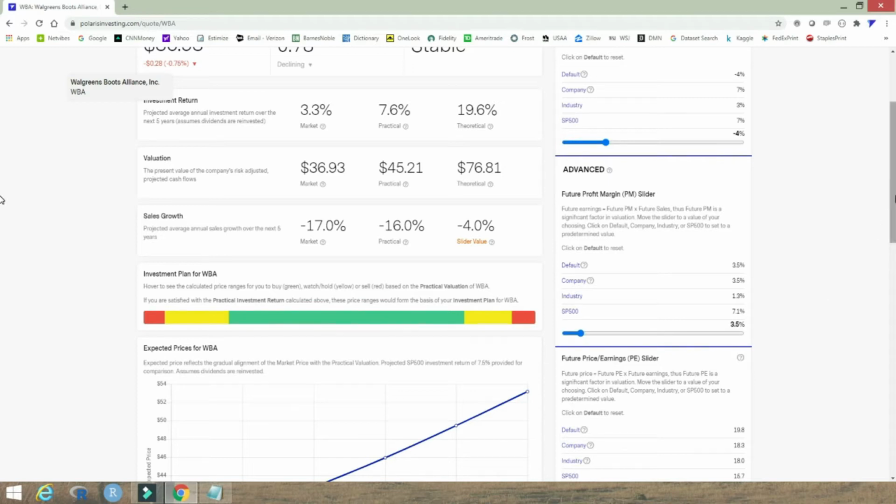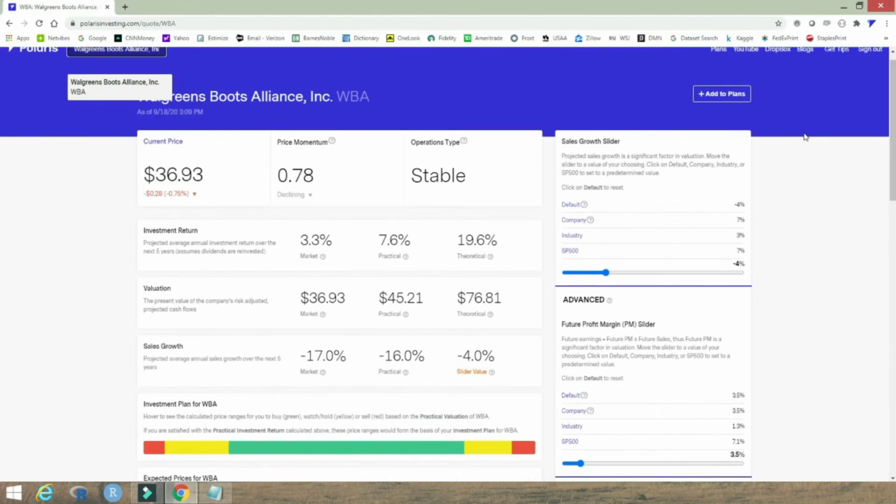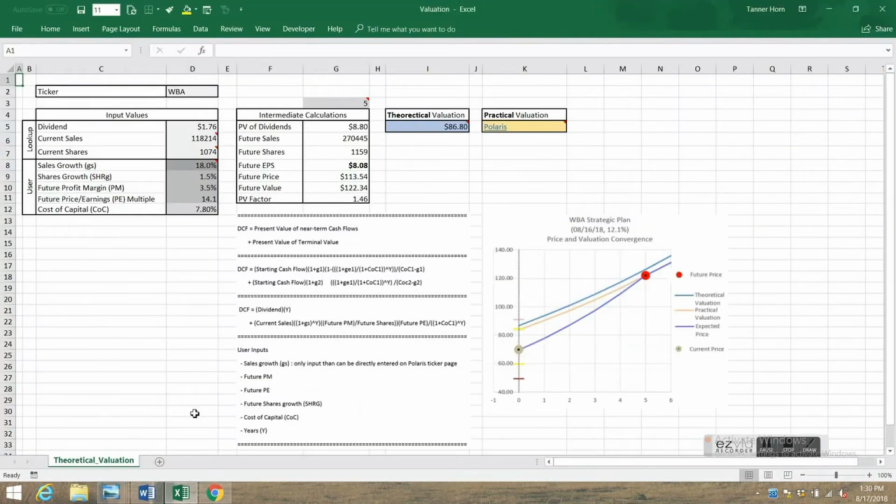The cost of equity that's now in the company information section has always been displayed here and called the market investment return. Well, let's get into the details. This is a very simple spreadsheet that for Walgreens will calculate the intrinsic value of $86.80.